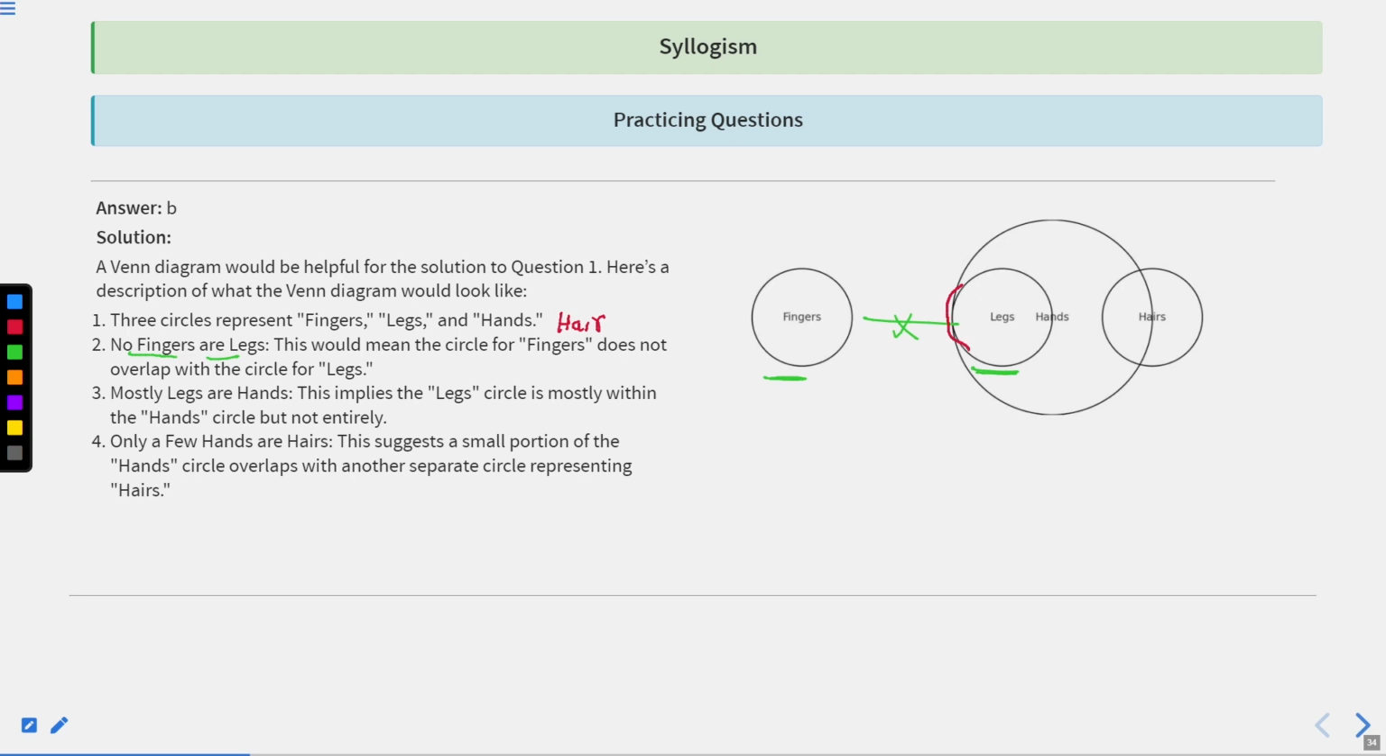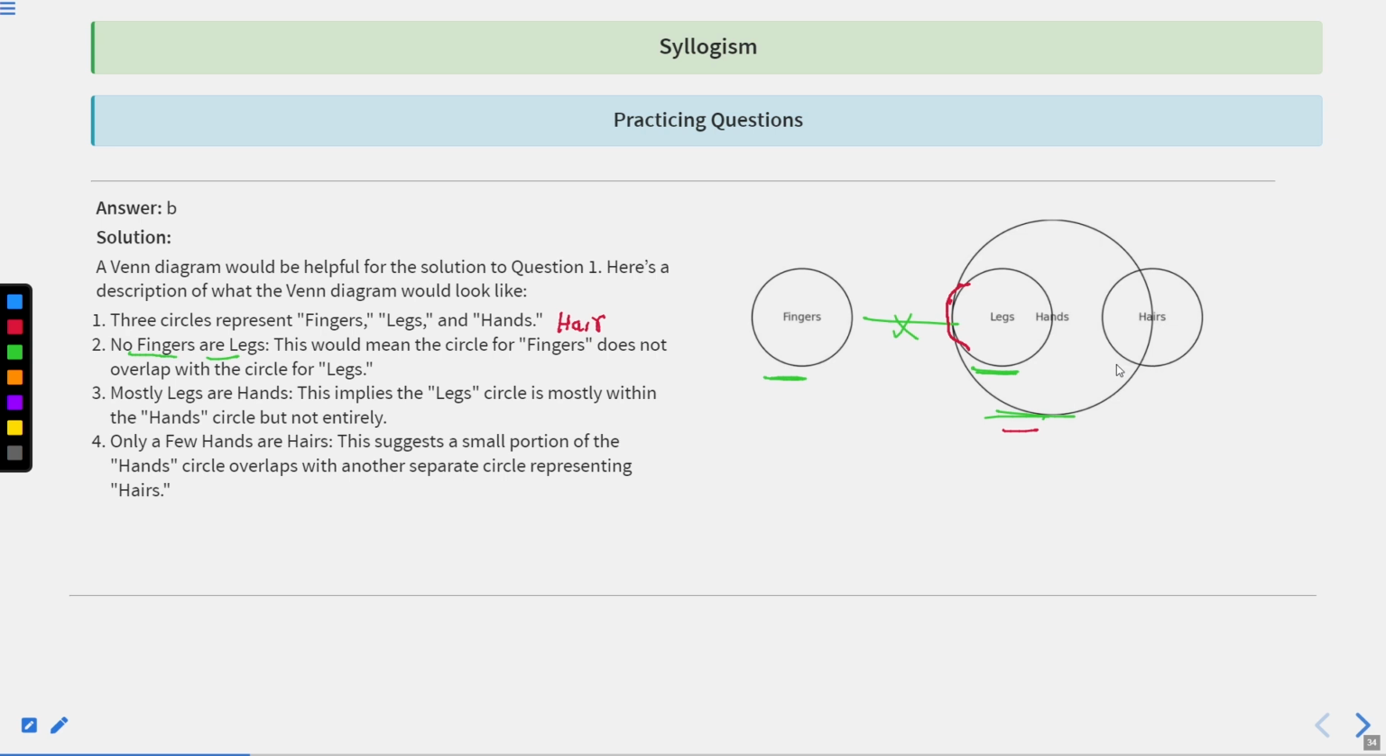The circle that will be drawn will be a little bit outside the hands, because it is saying mostly legs are hands. If it is saying mostly legs, it means that 99% of the legs are hands, but there is 1%, or at least one leg, which is not a hand. But not entirely certain. So this can be a drawn example. Only a few hands are here. So this is hands.